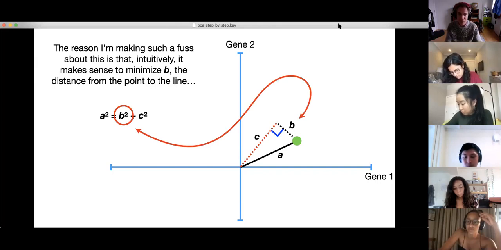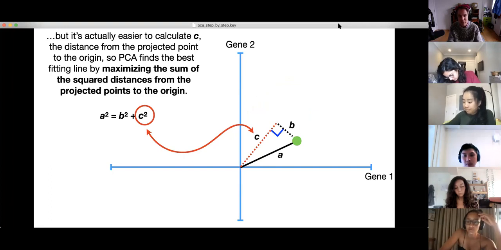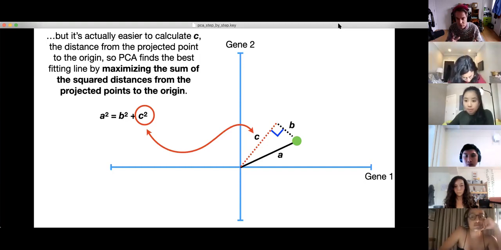The reason I'm making such a fuss about this is that intuitively, it makes sense to minimize B, the distance from the point to the line. But it's actually easier to calculate C, the distance from the projected point to the origin. So PCA finds the best fitting line by maximizing the sum of the square distances from the projected points to the origin. And that's a mouthful, and we're gonna step through that one piece at a time. So you'll get to see how we maximize the sum of the square distances from the projected points to the origin. You'll get to see that in action.